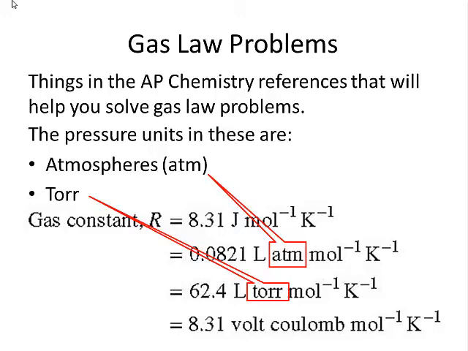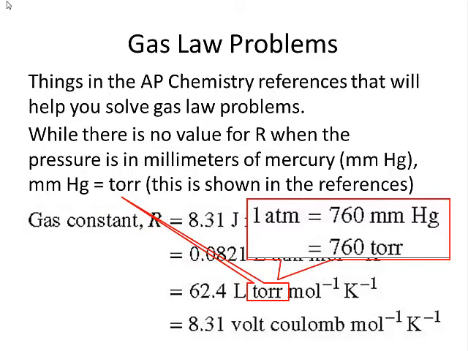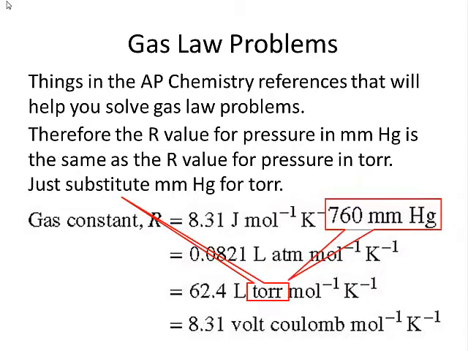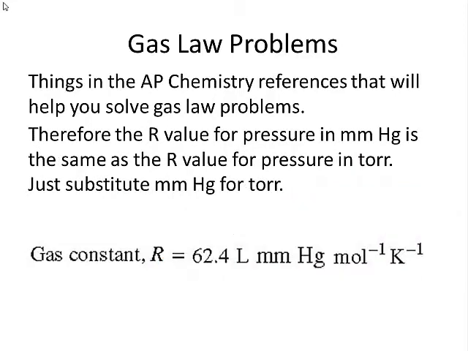You got that? Let me show you something else that's on your test references, and that is that on your test references it tells you that 1 atmosphere is equal to 760 millimeters of mercury, which is also equal to 760 torr. So while there's no value for R when the pressure is in millimeters of mercury, millimeters of mercury equals torr, that's shown in the references, so we can just plug it in. Okay? Plug that millimeters of mercury in for torr, and we get the same value. So really you've got 3 there, even though 1 you kind of have to derive.